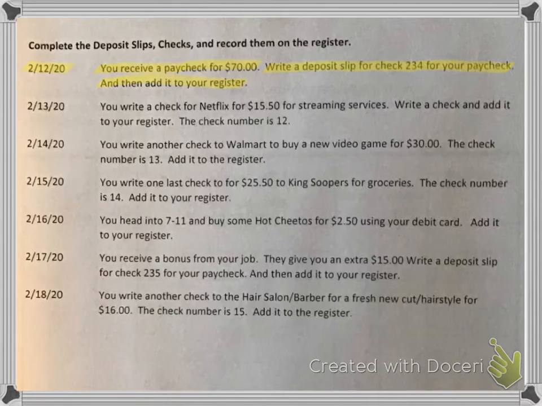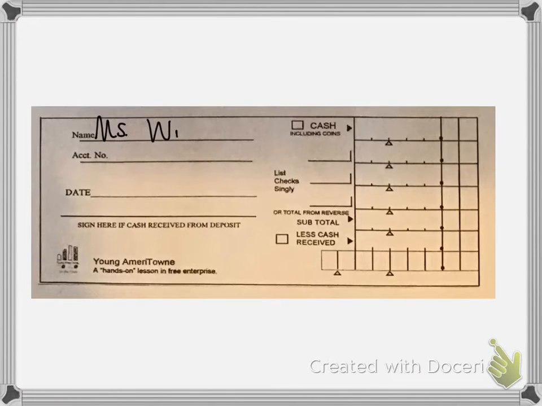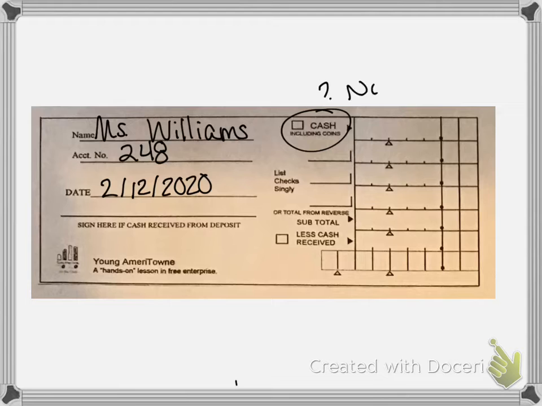A deposit is a way we put the money from the check into our bank account. So here's our deposit slip. We're going to write our name on it, our account number, and the date. Now, in the cash place, we don't have any cash to deposit. It's just a check. So I'm just going to say there's no cash.